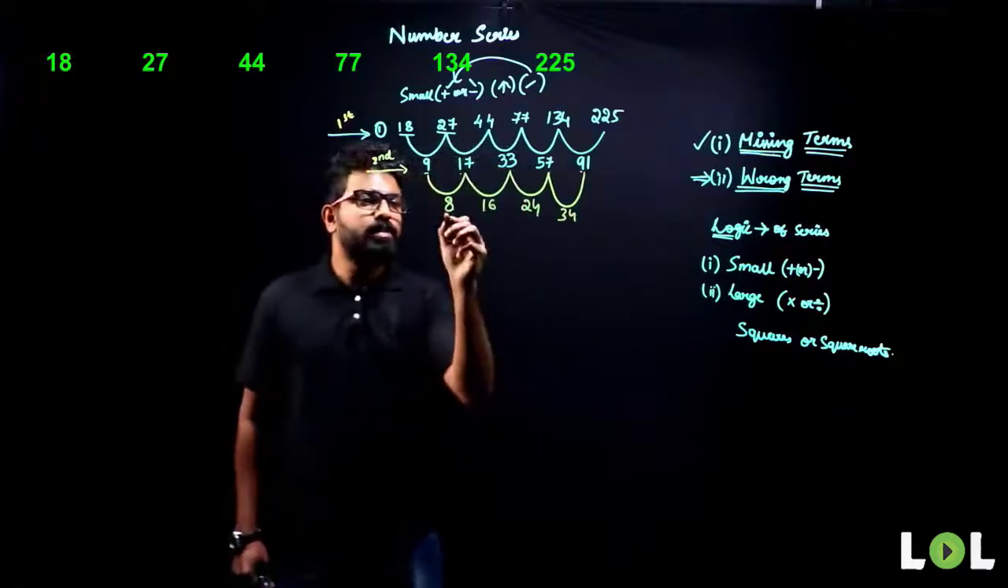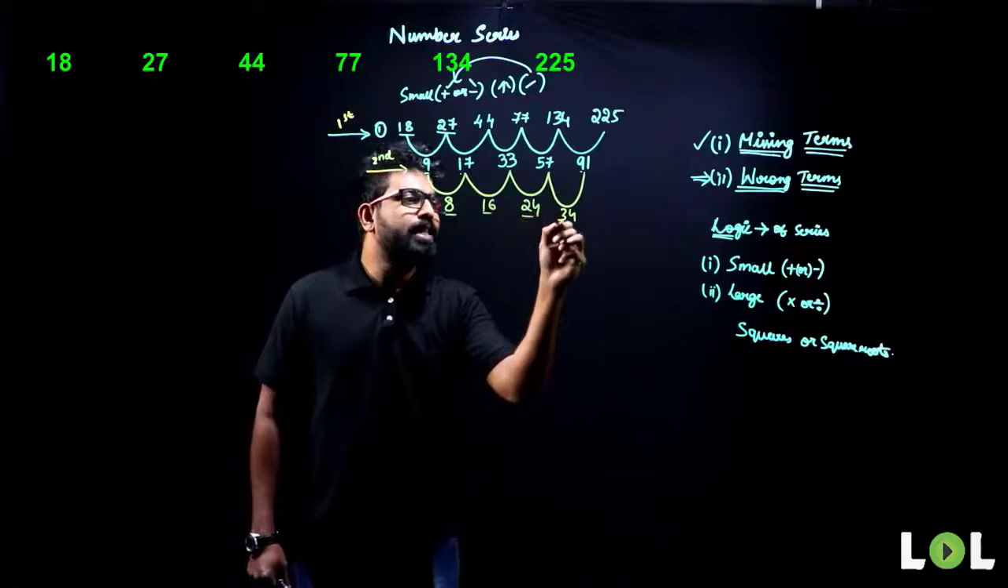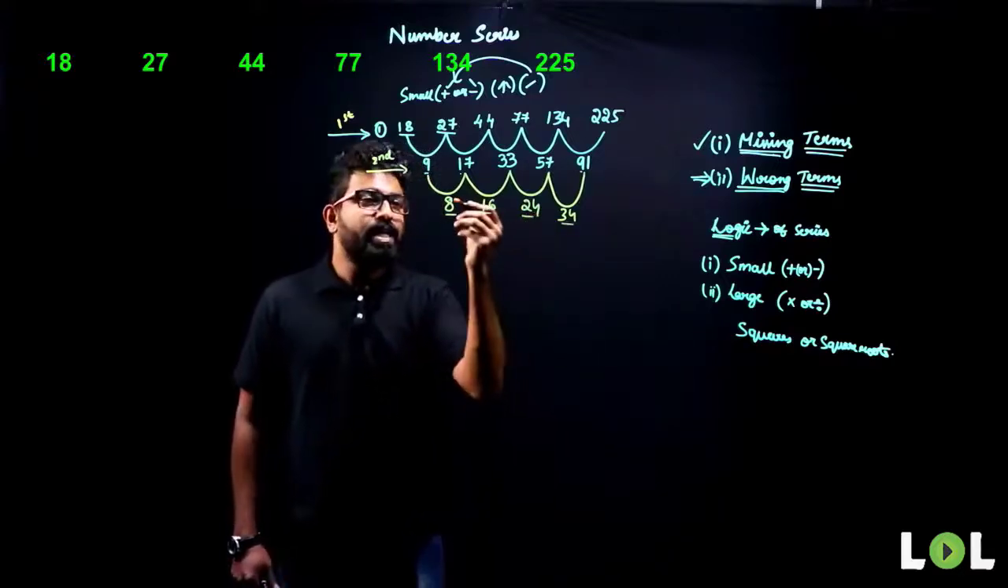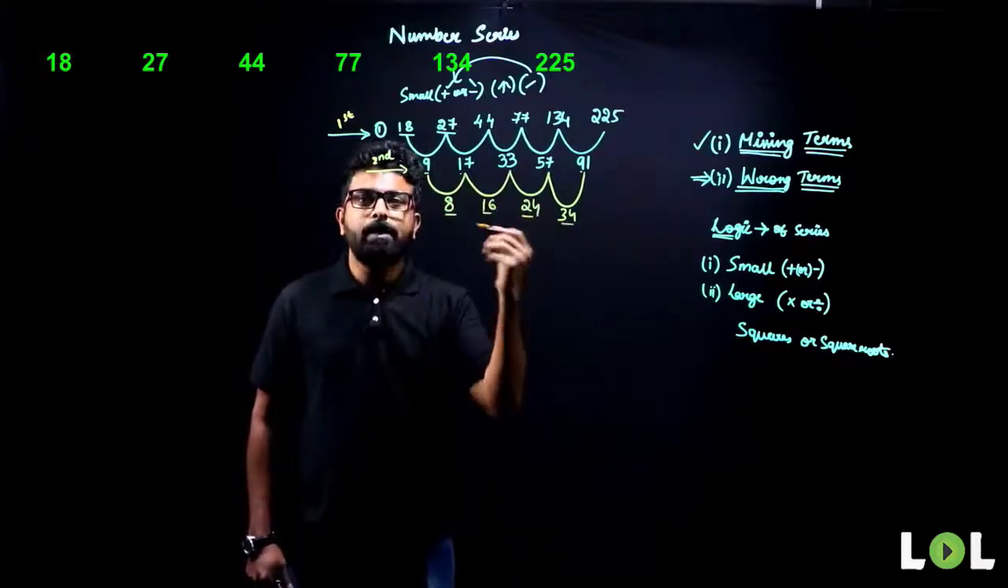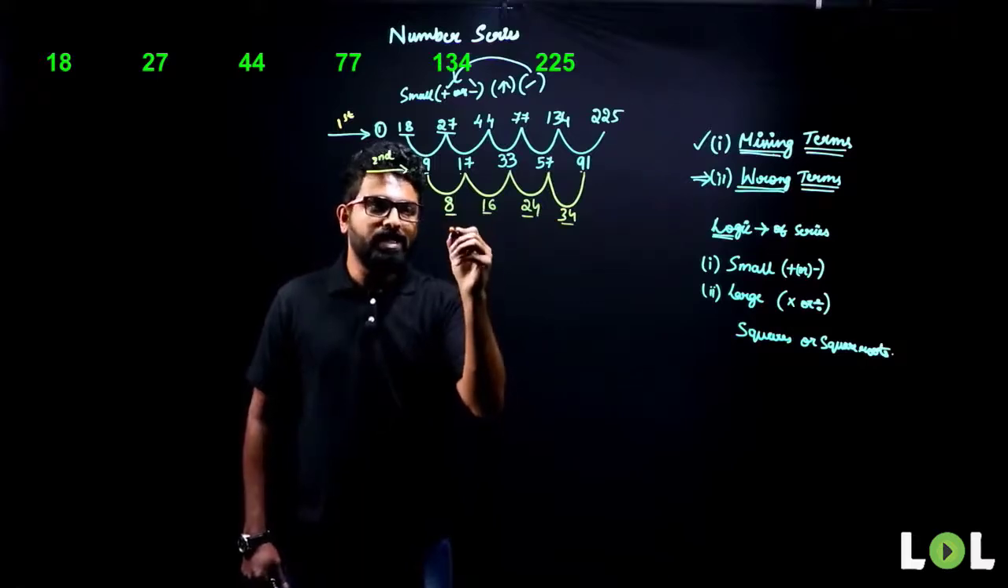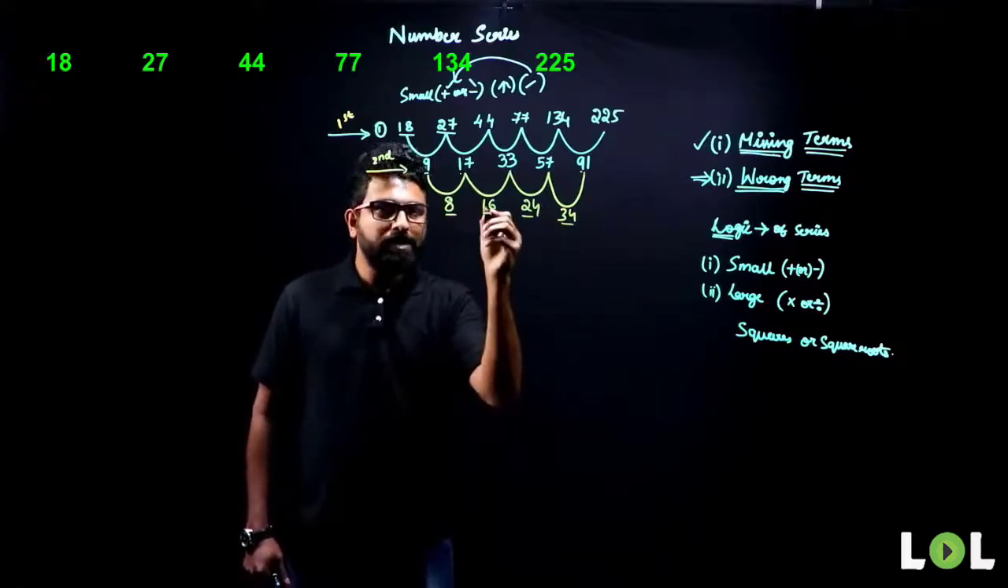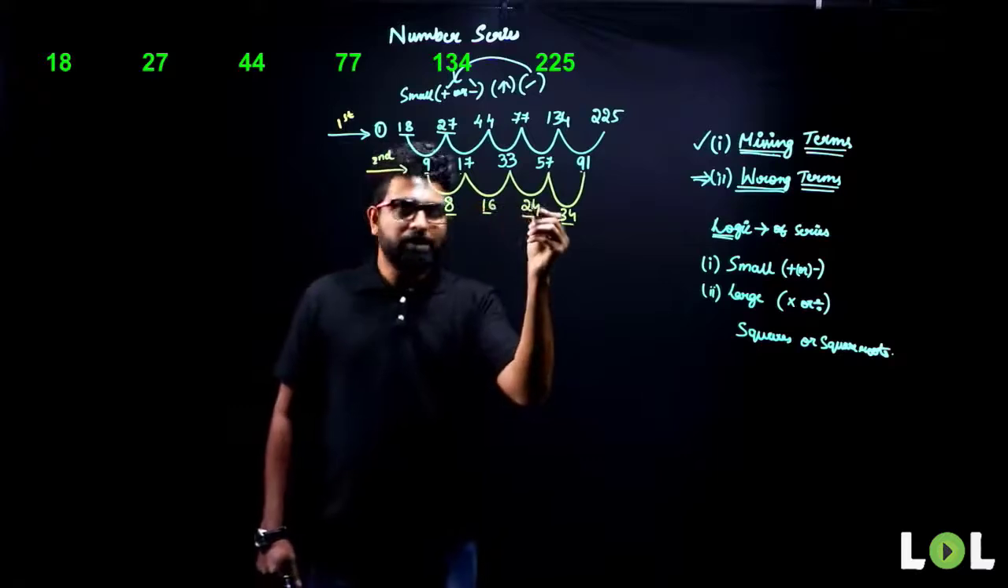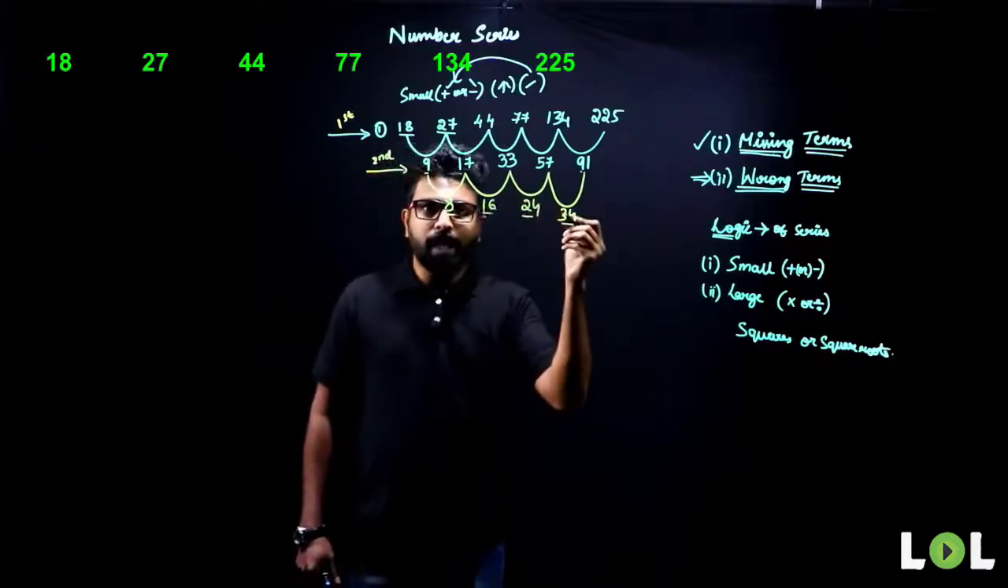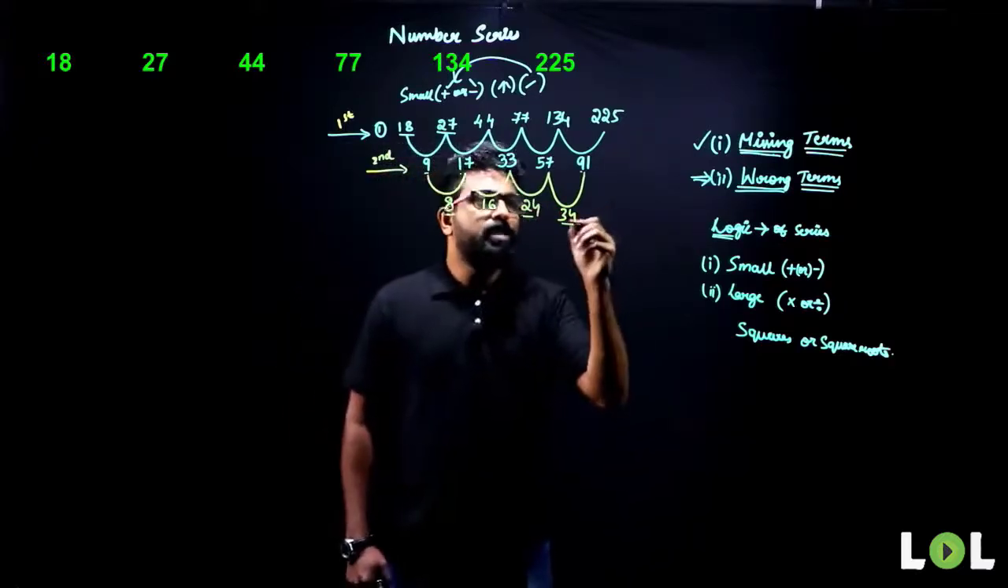So look at these terms. Do you understand anything by looking at these terms? These terms are nothing but the multiples of 8. 8 into 1 gives me 8. 8 2 times gives me 16. 8 3 times gives me 24. And 8 4 times should be giving me what? Should be giving me 32.